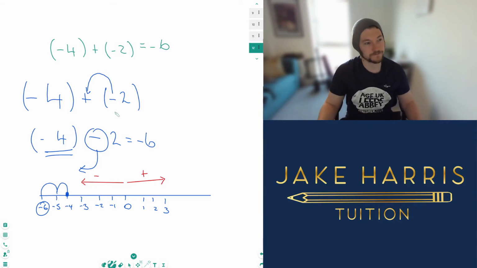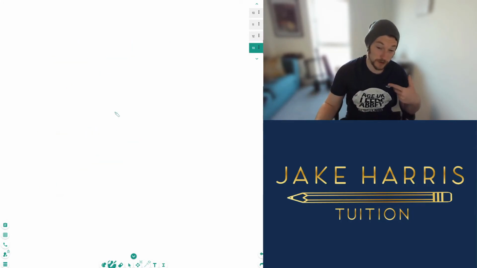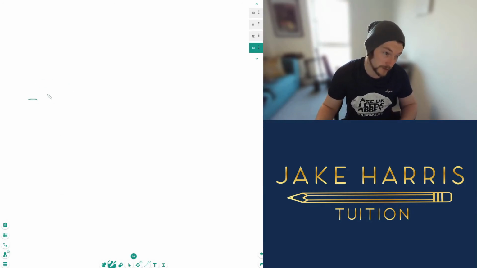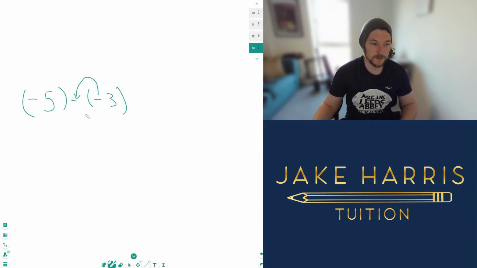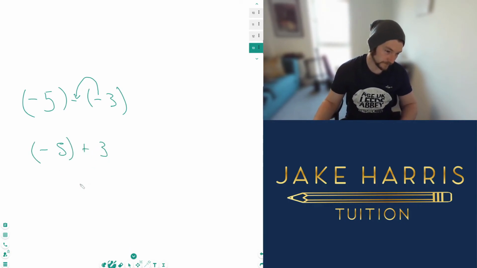Let's just have a look at an example where we are subtracting a negative from a negative number. So this is possibly the most complex example that you can run into. Minus 5 minus minus 3. Okay, so same as before. The negative flips the thing next to it, so we end up with minus 5 plus 3, and then we can draw a number line.